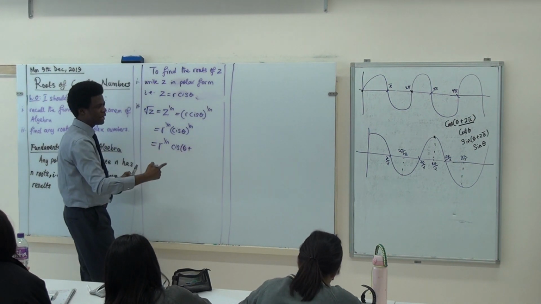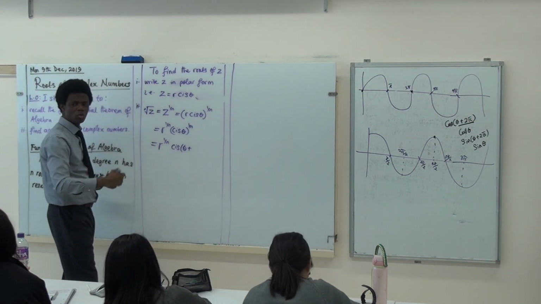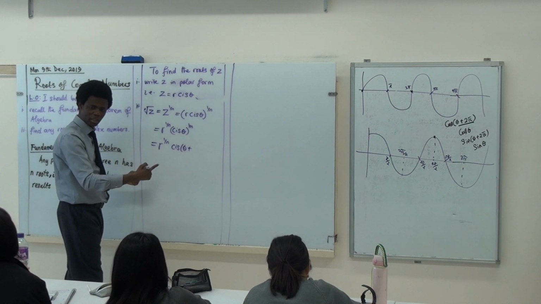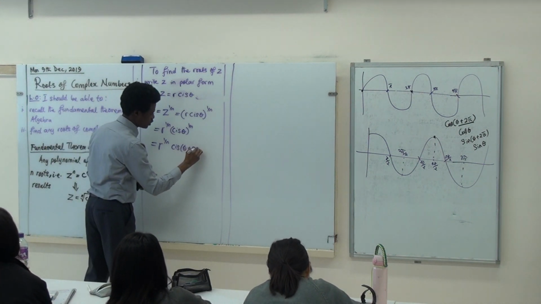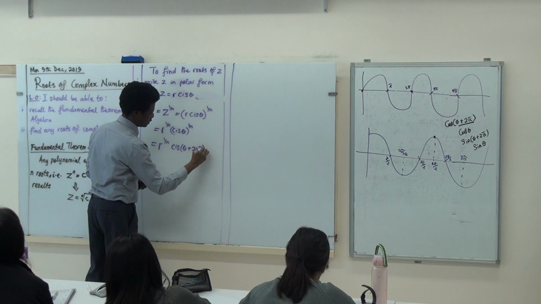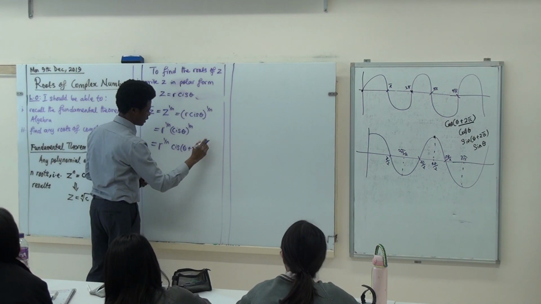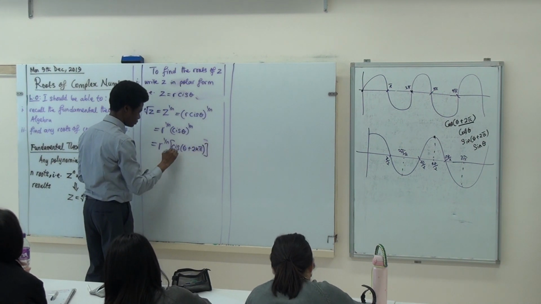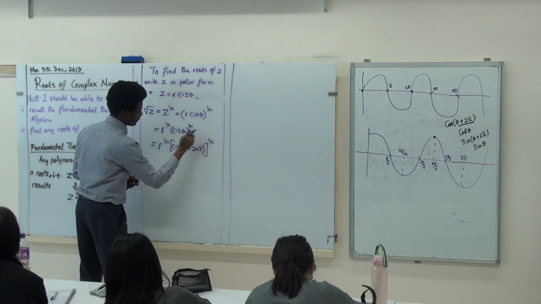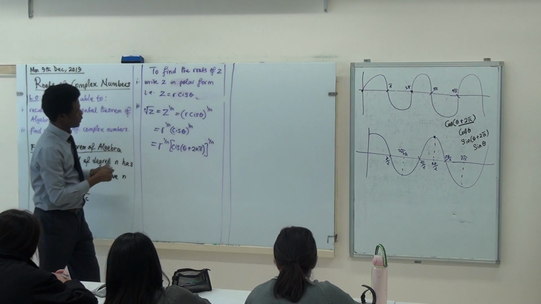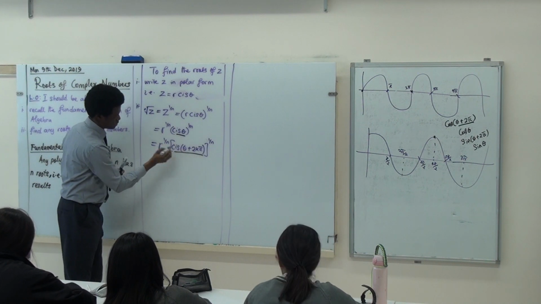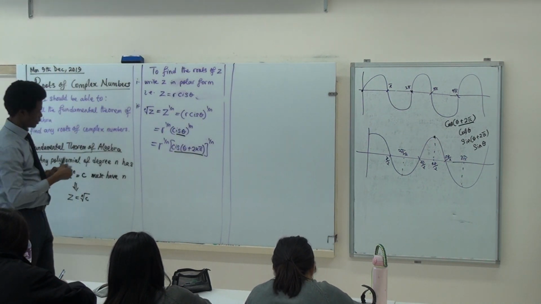Remember, 2 pi. Does it work with 4 pi? Does it work with 6 pi? It's a periodic function. So basically it's 2k pi, with everything to the power 1 over n. Do you all agree that this is the same as this? Do we all agree? Okay.